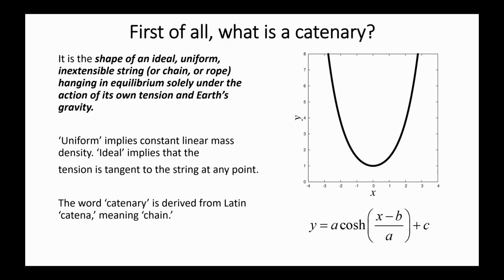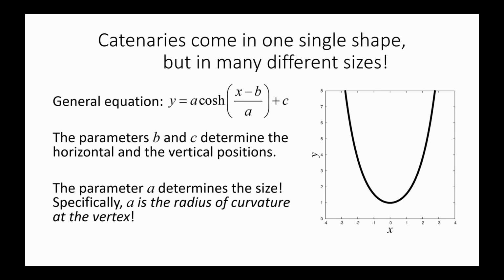All right, so that is the Cartesian equation on the right-hand side, a familiar equation. It's basically the plot of the cosine hyperbolic function in Cartesian coordinates. One important geometric feature about the catenary shape is the realization that all catenaries are of the same shape effectively, but they can vary in size. Here in the Cartesian equation, the parameters b and c are related to the horizontal and the vertical positions of the catenary plot, but the parameter a is very important.